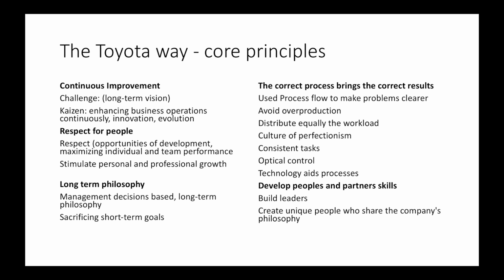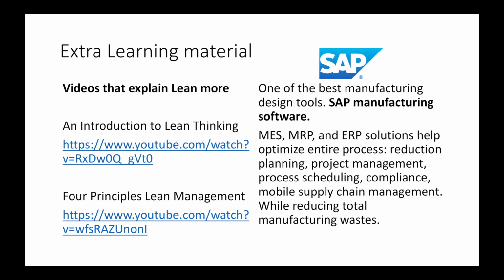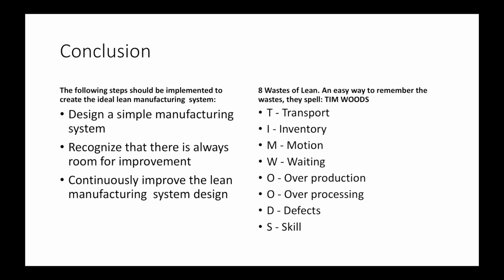Now you know a little bit more about Lean, and to learn more you could click on the two links in this slide or use the software SAP. And to conclude, the following steps should be implemented to create the ideal Lean manufacturing system. Design a simple manufacturing system, recognize that there is always room for improvement, and continuously improve the Lean manufacturing system design.